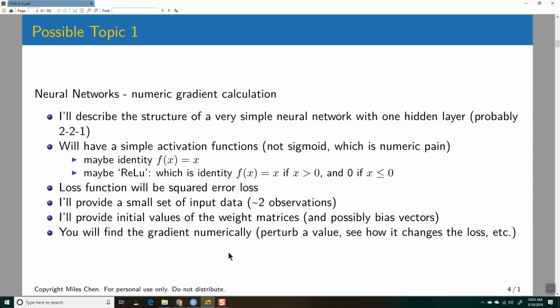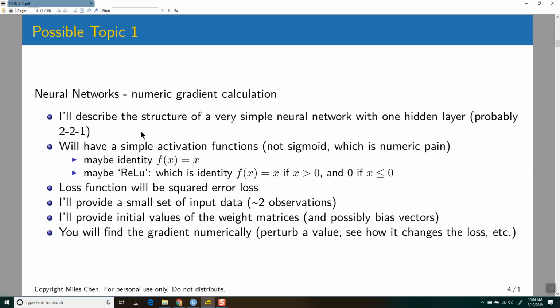Okay, so here's one possible thing. One is neural networks, and I will ask you to do a numeric gradient calculation. I'm going to have a very simple neural network, and because you have to do stuff by hand, it's probably going to be 2, 2, 1: 2 nodes in the input layer, 2 nodes in the hidden layer, 1 node in the output layer. Then you'll have 6 weight parameters, 2 by 2 on the first weight matrix, 2 by 1 on the second weight matrix. Maybe some bias vectors, not entirely sure.